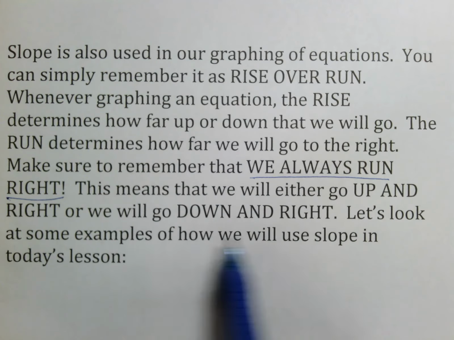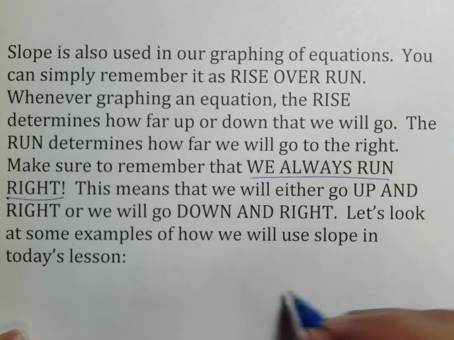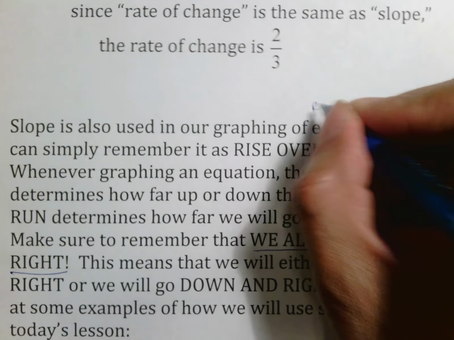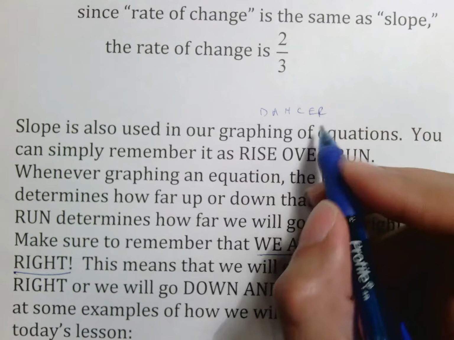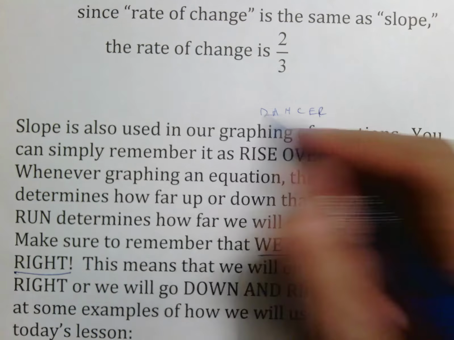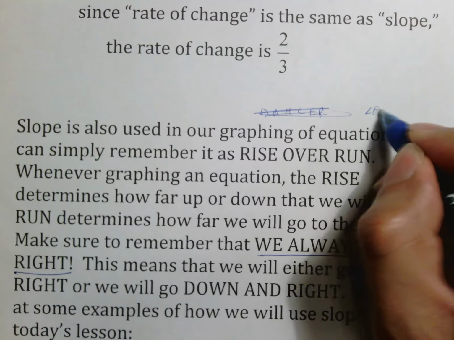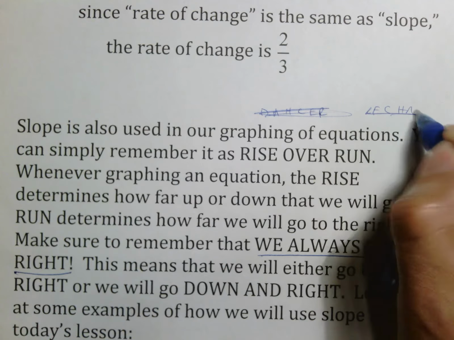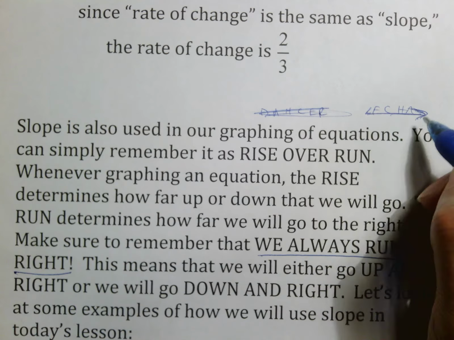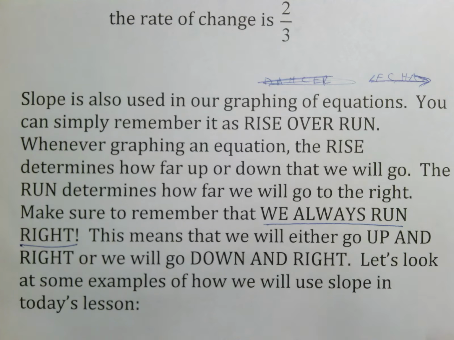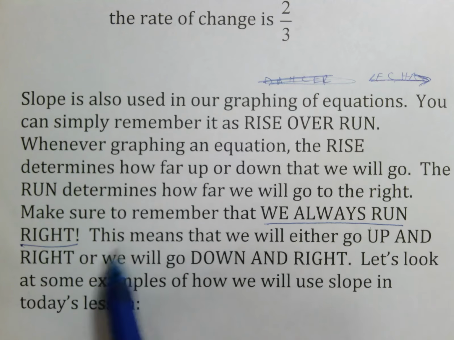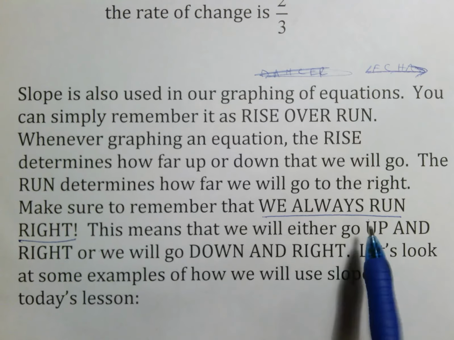Kind of like how you write in a paper. You will never write your name going this way, which is just backwards. It goes this way, left to right. And so that's the direction you will always run whenever you're doing your lines. This means that we can go up or down, but we'll either go up and right or we will go down and right. We will never go up and left or down and left.